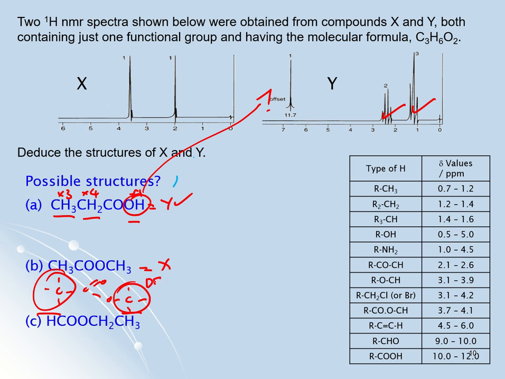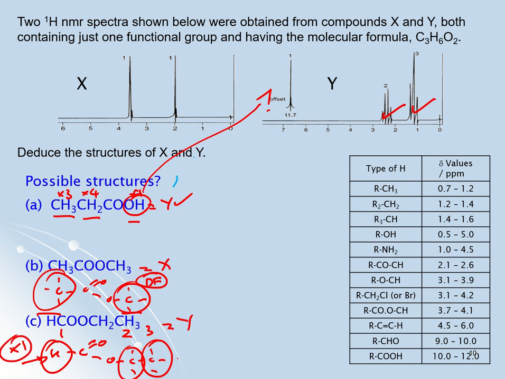This one here is beside the oxygen, so it's going to be more downfield. So this one looks like it is X at the minute, but again, we'll go to the next one and double check. Let's look at the next one. Here we have 1, 2, 3 environments. They're going to be in a 1 to 2 to 3 ratio, so that's the same as Y at the minute.